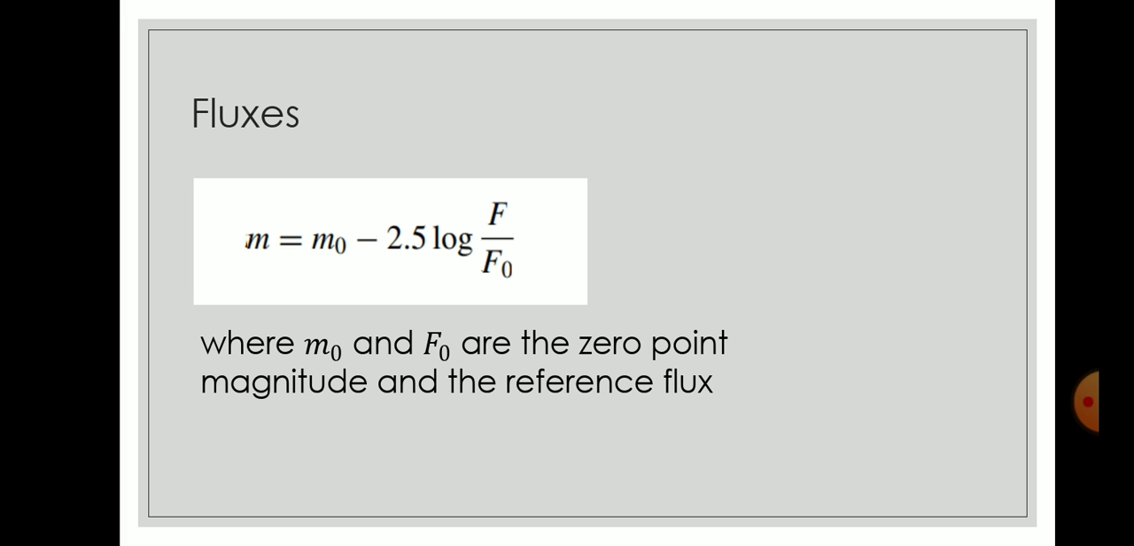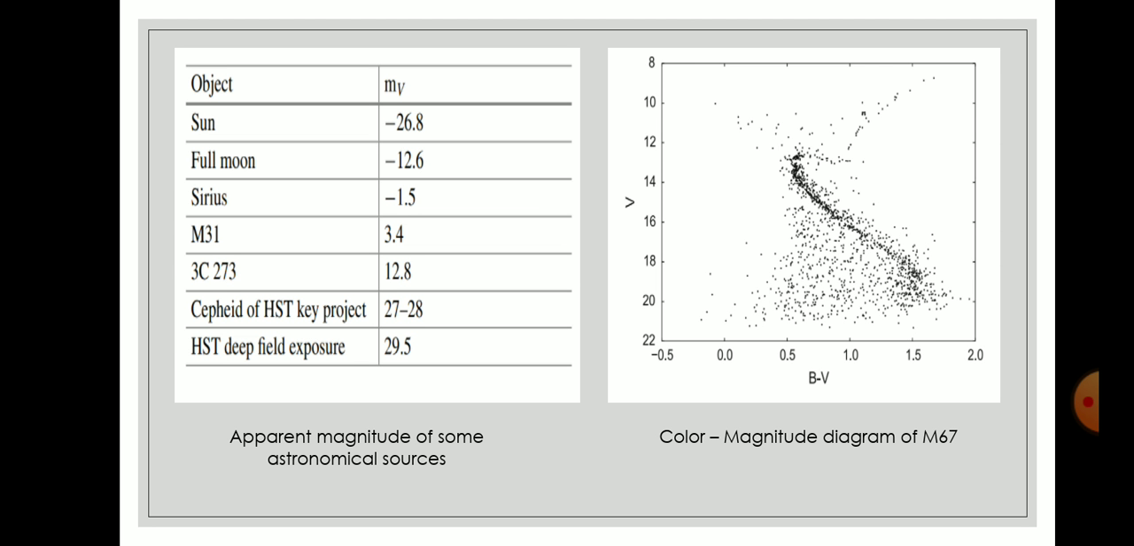We will present the procedures to extract the magnitude of an object according to this equation, where m sub o and f sub o are the 0-point magnitude and the reference flux. So we have here the apparent magnitude of some objects of interest to provide an estimate of the orders of magnitude.